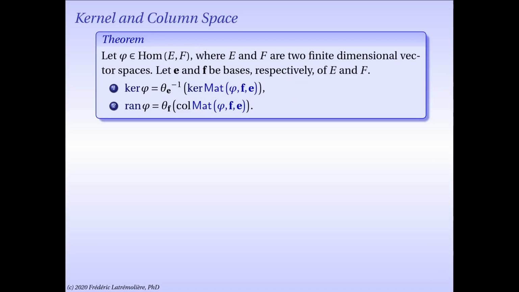Another application of our work is the computation of kernels and ranges of linear maps in finite dimension. Let phi be a linear map from a finite dimensional vector space E to a finite dimensional vector space F. Let bold E be an ordered basis of E, and bold F an ordered basis of F. The kernel of phi is a pre-image of the kernel of the matrix of phi in the ordered basis bold E and bold F by the map theta sub bold E. The range of phi is the image by theta sub bold F of the column space of the matrix of phi in the ordered basis F and E.